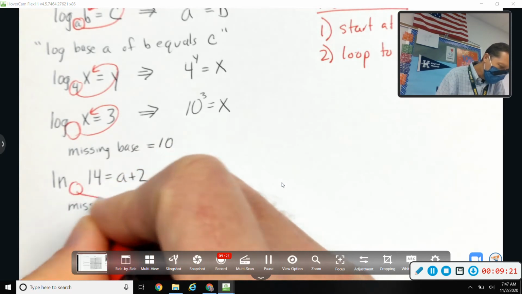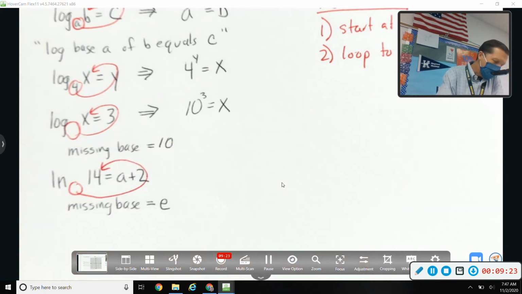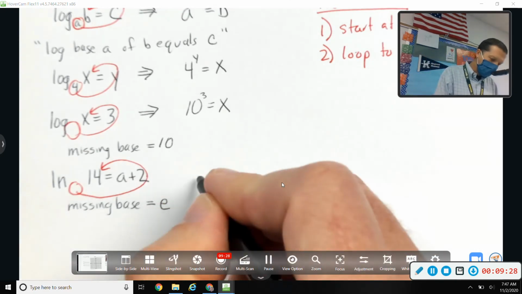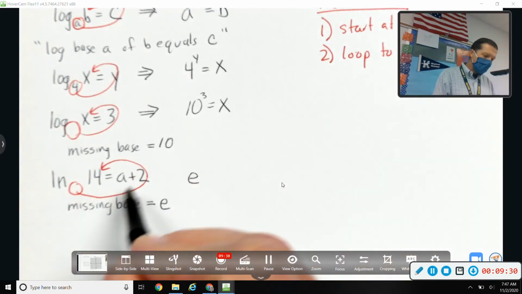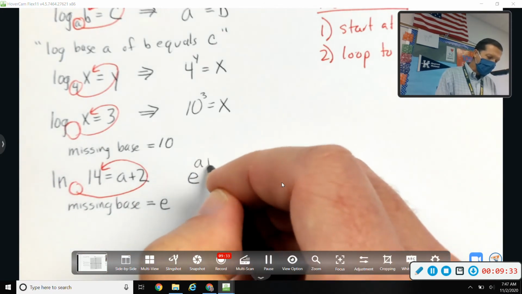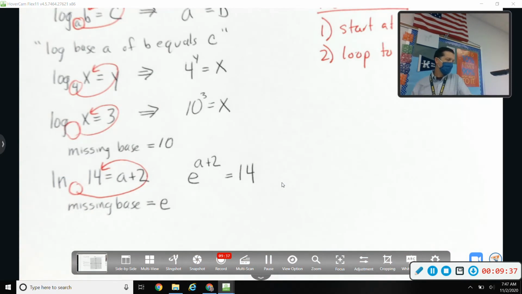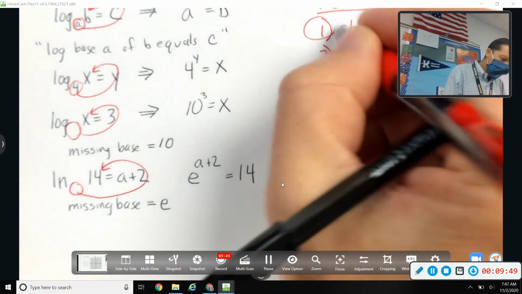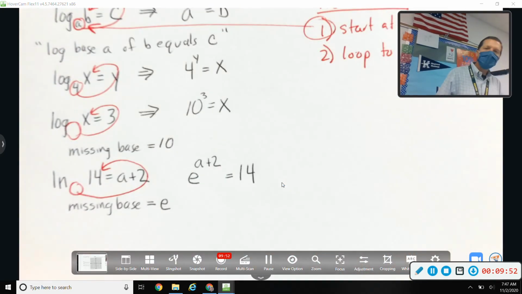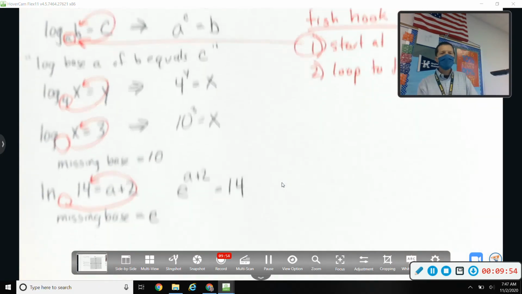So when we do the loop-de-loop for this one, for the fish hook, we got to be careful on the other side, because it's e to everything that's over on the other side. So e to the a plus 2 equals 14. So start at the base, loop around to the other side. Start at the base, loop around to the other side.